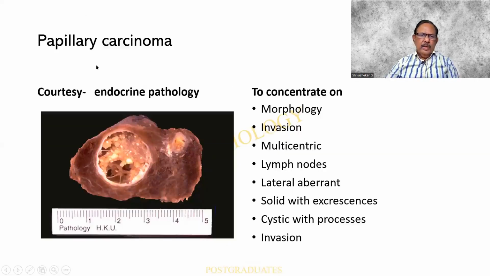Papillary carcinoma, courtesy the endocrine part of Webpathology again. Cavity with fine, delicate papillary excrescences. We will not miss it. There is an accessory lesion over here. So we will have to concentrate on the morphology, the invasion, whether it is solitary or multicentric, lymph nodes, lateral aberrant. Lateral aberrant thyroid is a question for you people. You find that it will almost mimic a lymph node, but it will turn out to be a papillary carcinoma. Cystic processes and areas of invasion. Picture will be shown. Measurement is needed at every stage.